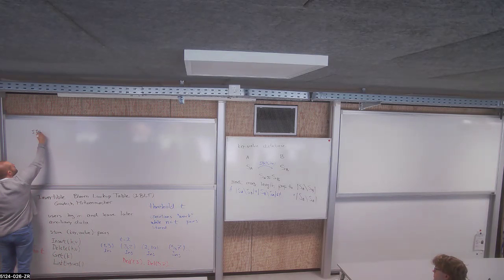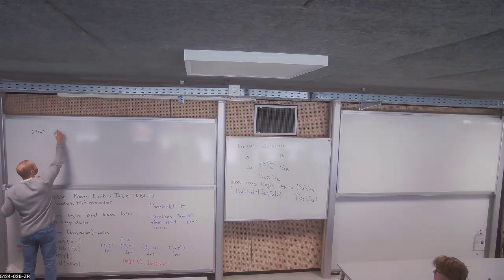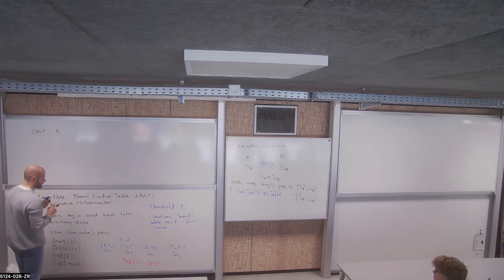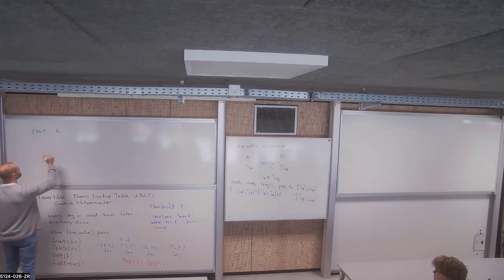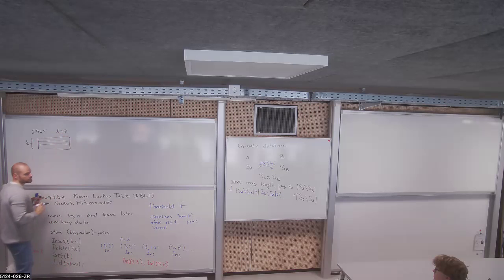What is the IBLT? It has two parameters that we're going to choose. One of them is K, and the other one just depends on T. So what we basically have is a matrix or a table with K rows. Let's say K is at least 3. And then we have some columns. The number of columns depends on the threshold.